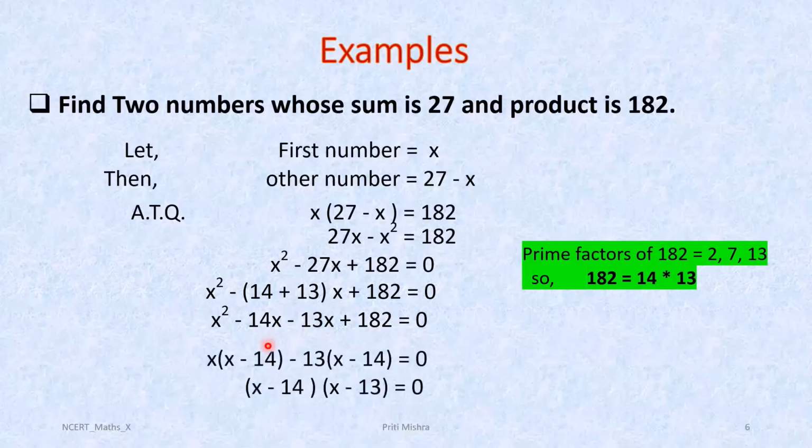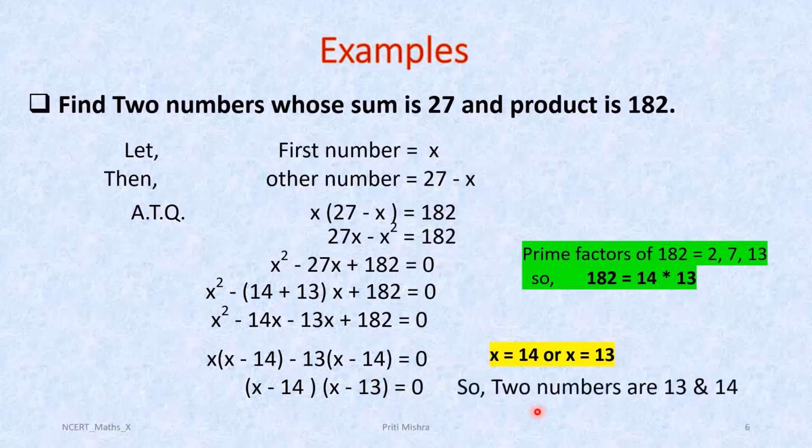So the next step is x into x minus 14 minus 13 into x minus 14 equals 0. Means x minus 14 into x minus 13 is equal to 0. Means x has the values 14 or 13. When we consider the first number as 14, then the second number will be 27 minus 14, that is 13. And when we consider the first number as 13, then the second number will be 14. So the two numbers are 13 and 14. This is the answer.